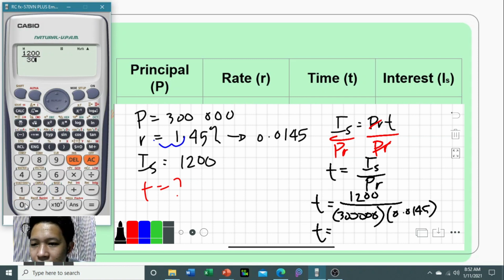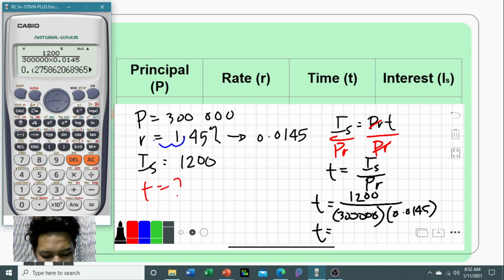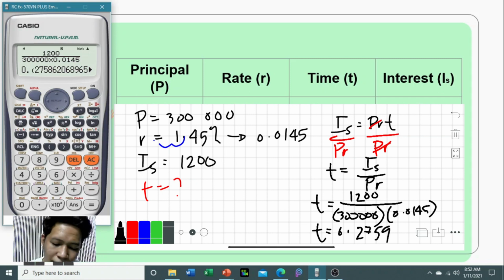And then, by plugging in the necessary values to our calculator again, that would be 1,200 divided by, that's 300,000, multiplied by 0.0145, and that will yield 0.2759. So we just have rounded off to the nearest 10,000s. Okay? So ibig sabihin, our time would be 0.2759 years. So ito po yung magiging sagot natin.